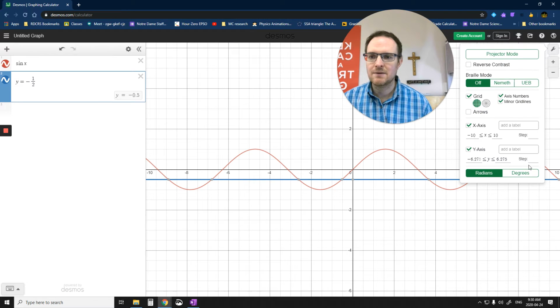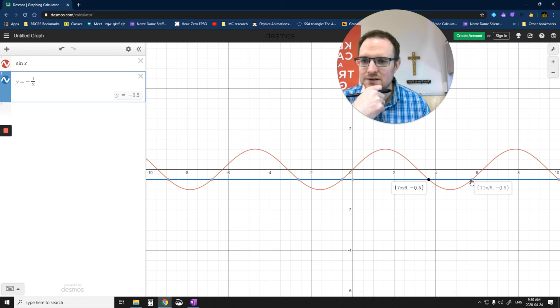I'm going to make sure that I'm in a good mode. You could do this in radians, but sometimes when you're looking for these intersection points, this time Desmos actually gives us a nice answer here, 7 pi over 6 and 11 pi over 6.